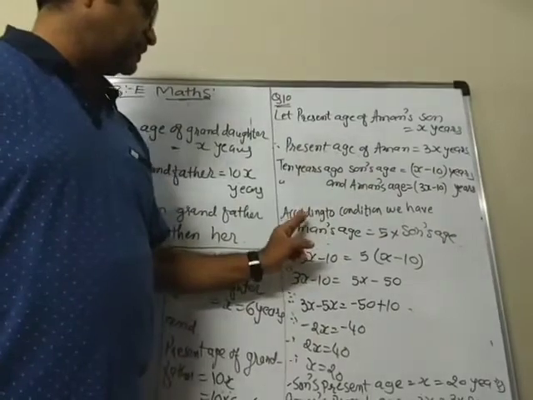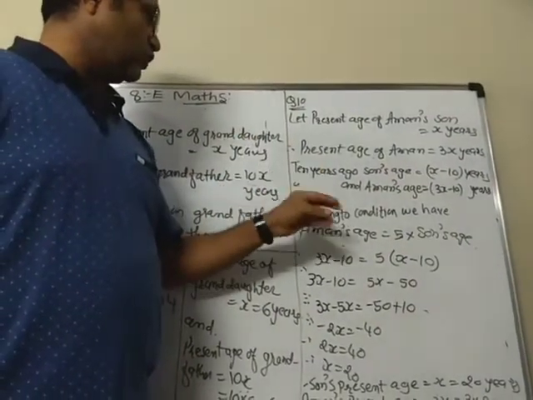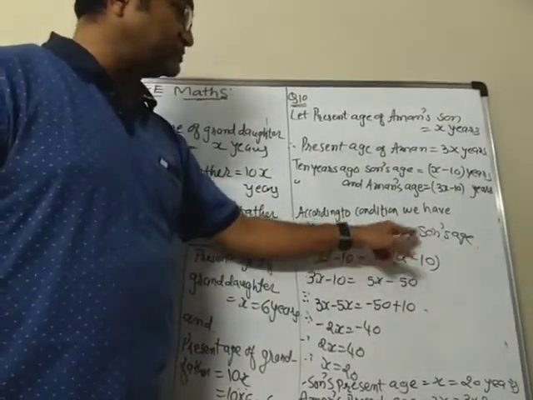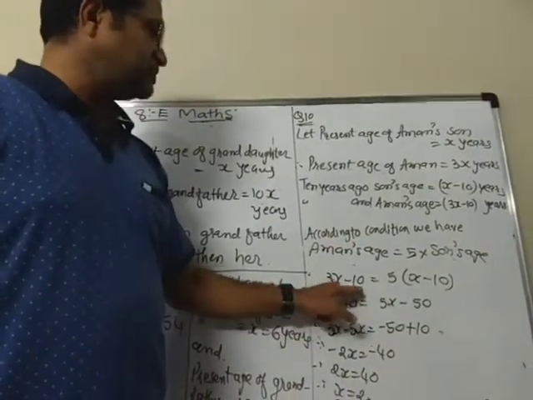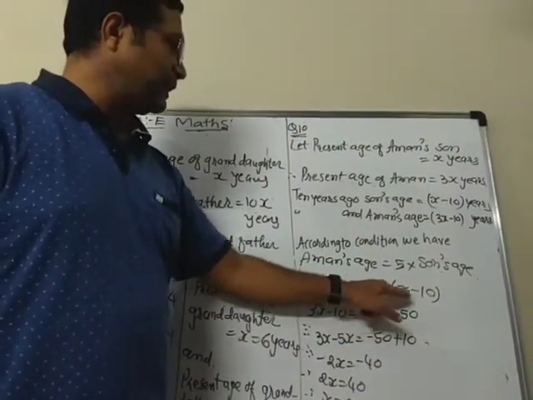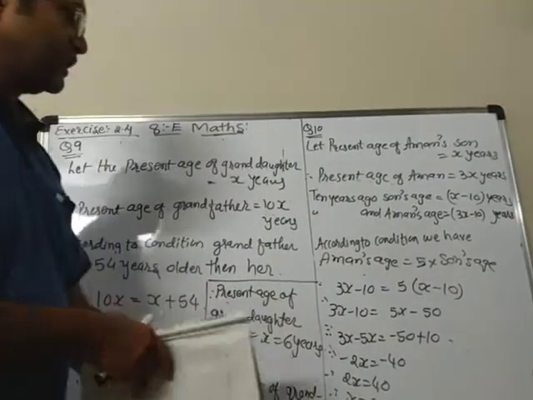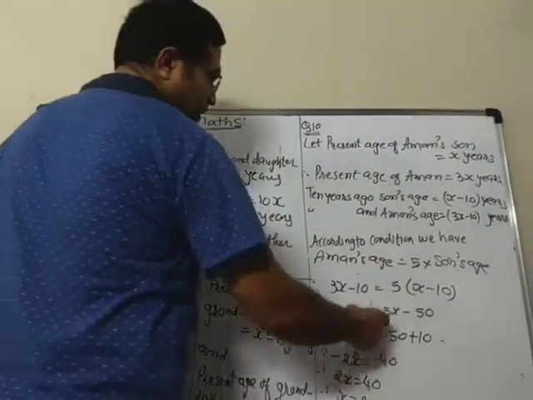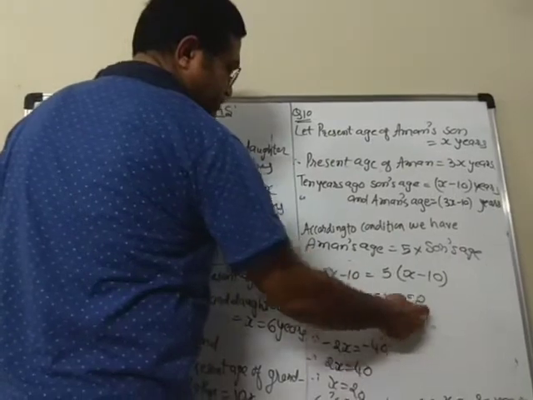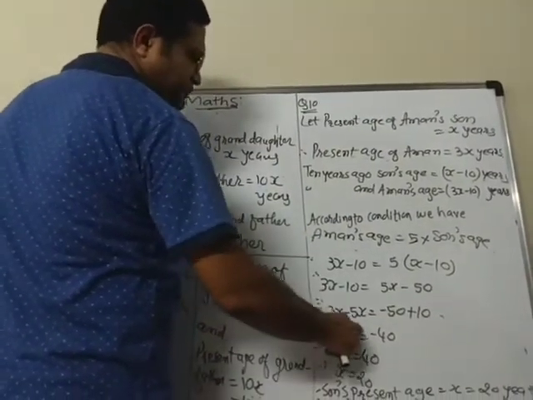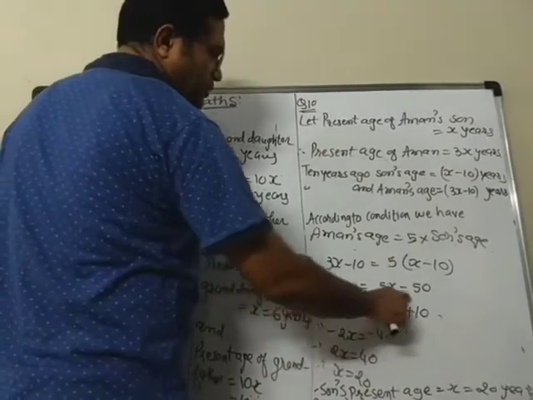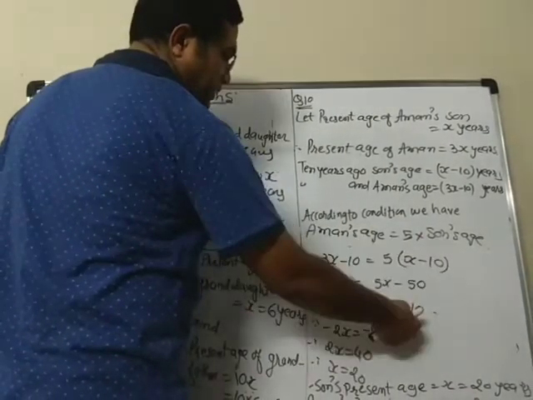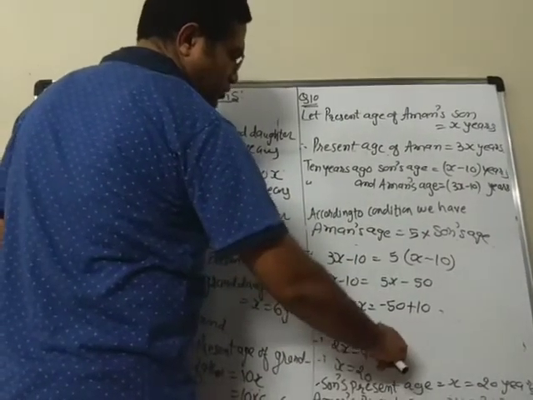And the condition is that 10 years ago Aman's age is 5 times his son's age. It means that 3X minus 10 is equal to 5 multiplied by X minus 10. Now opening the bracket we get 5X minus 50. 5X comes this side, becomes minus 5X. 3X minus 5X is equal to minus 50 plus 10. So minus 2X is equal to minus 40.